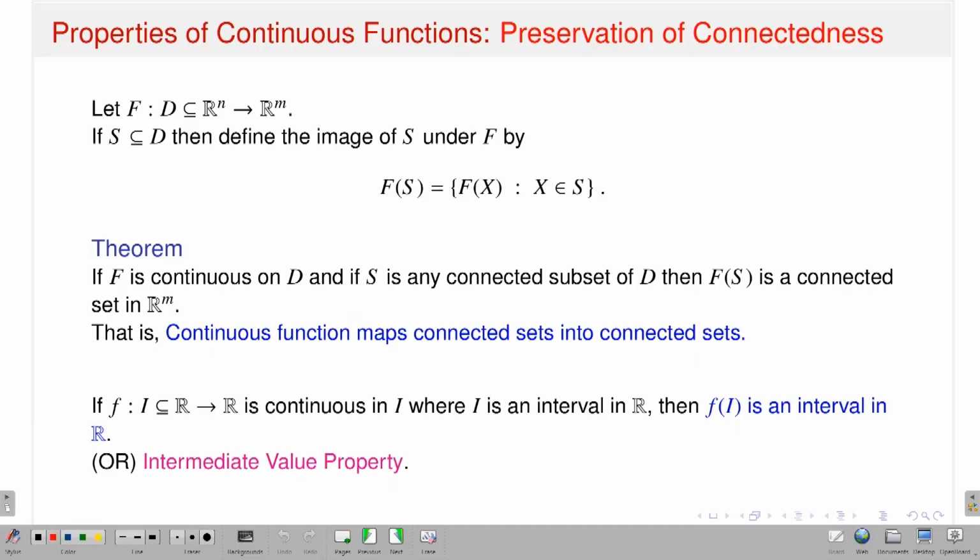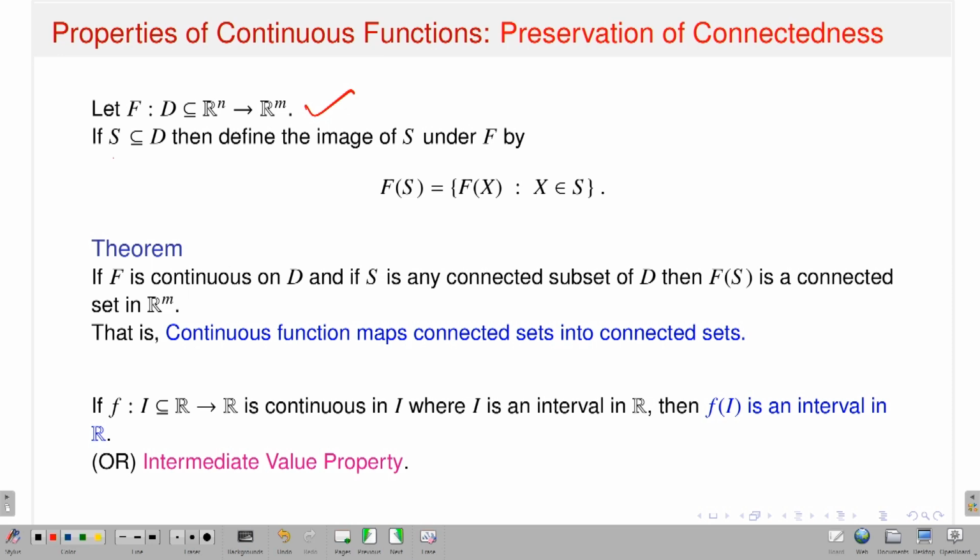So I have defined the definition of continuity in terms of epsilon delta, but one can prove that if I have definition of continuity in this way, then the following theorem is also true. That means if I take an open set in the codomain, its inverse image is also open. If I take a closed set in the codomain, its inverse image is also closed. Okay, so now the interplay between continuous functions and connected set. So I'm starting with the function capital F from D subset of Rn to Rm.